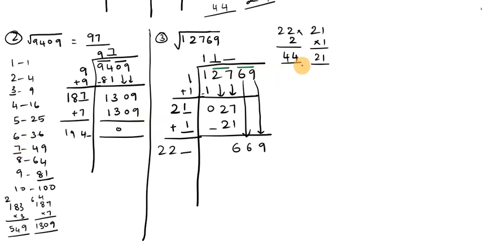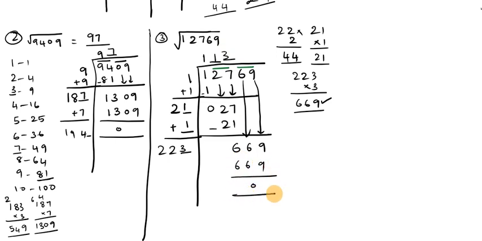Okay, I have 22 here. So I can do it as 223 into 3. Check for it. 3 3s are 9, 3 2s are 6, 3 2s are 6. Yes, we have got it. So it will be 223 into 3. So you will get the answer to be 669. So 0.